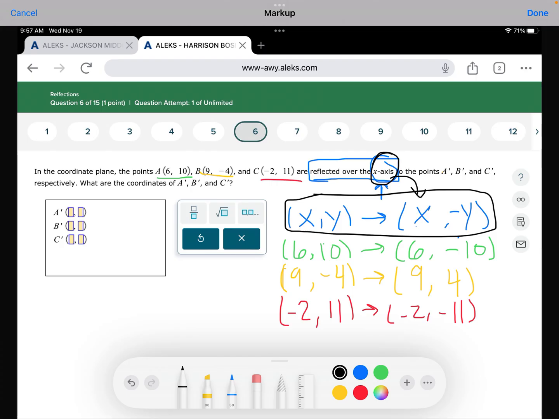Okay? So try to use that trick, try to get that into your memory so that if they ask it on a test, or if I ask it on a test, you're like, okay, I know my reflection formulas, and we're good to go.